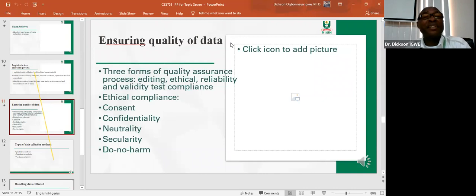Take, for instance, to test ethical compliance. Did you seek the consent of your respondent, or you just stumbled on him or her and began to ask questions? Of course, data from such kind of arrangement cannot be a quality data, because you need the consent of the person who is going to give you data, to prepare himself or herself prior to your coming, so he can give you a nice data.